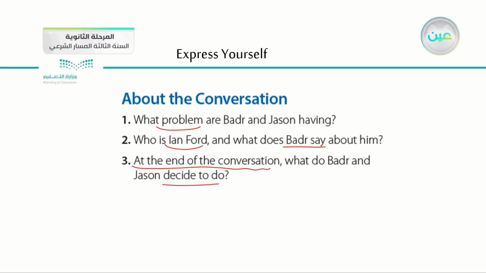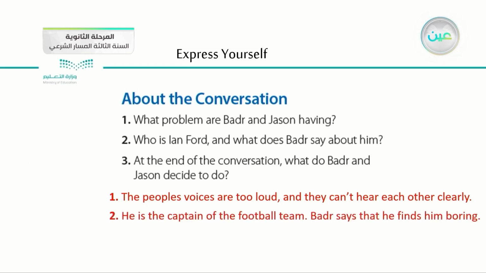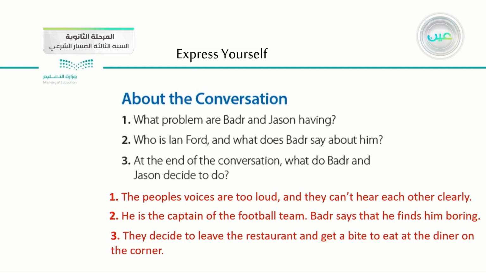Number 1, what problem are Badr and Jason having? The people's voices are too loud and they can't hear each other clearly. Number 2, who is Ian Ford and what does Badr say about him? He is the captain of the football team. Badr says that he finds him boring. Number 3, at the end of the conversation, what do Badr and Jason decide to do? They decided to leave the restaurant and get a bite to eat at the diner on the corner.